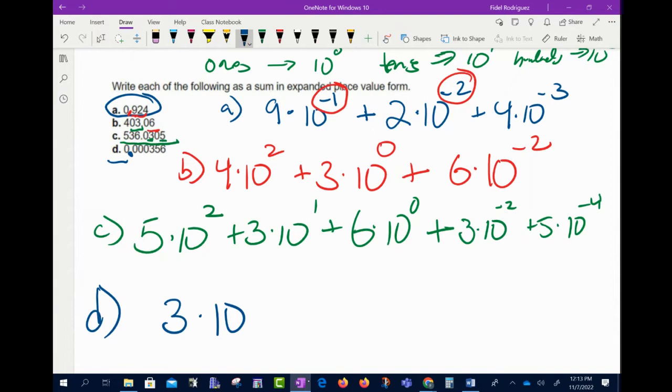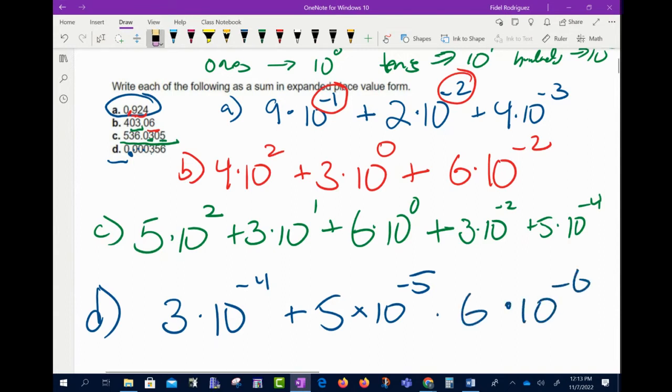So here's my decimal point. All I'm going to do is count 1, 2, 3, 4, right? So that's 10 to the -4. And then 5 times 10 to the -5. And then 6 times 10 to the -6. I'm going to put a little dot here, y'all, just to be consistent. Okay. And that's really all I'm doing here, okay?